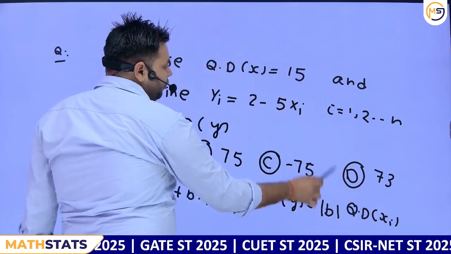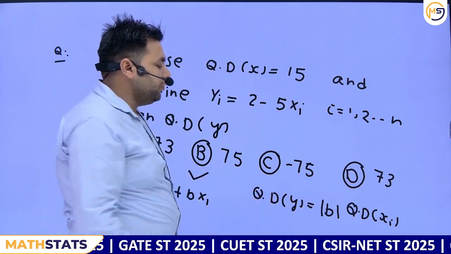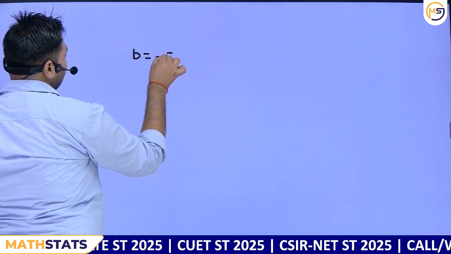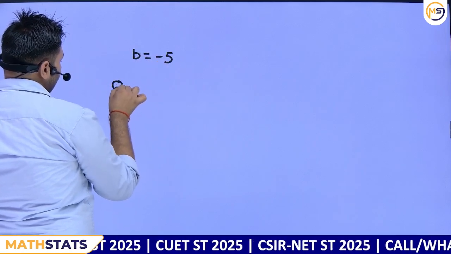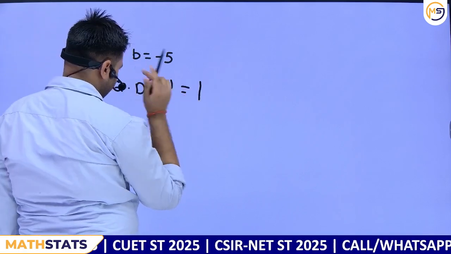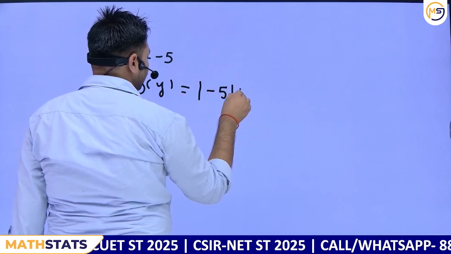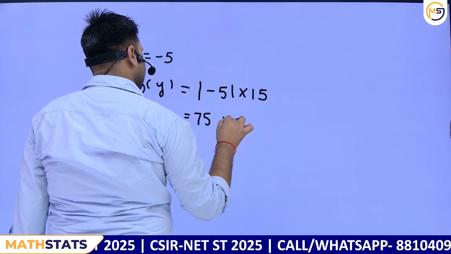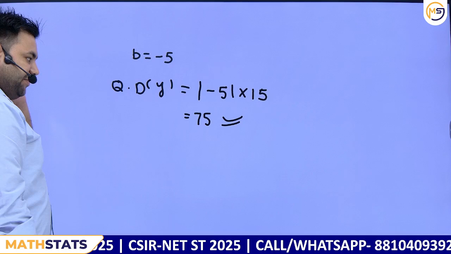Here b equal to -5, so mod of b equal to 5. So QD of y equal to mod of -5 into 15. So this is equal to 75. So this is the answer. Okay, 75 is the answer.